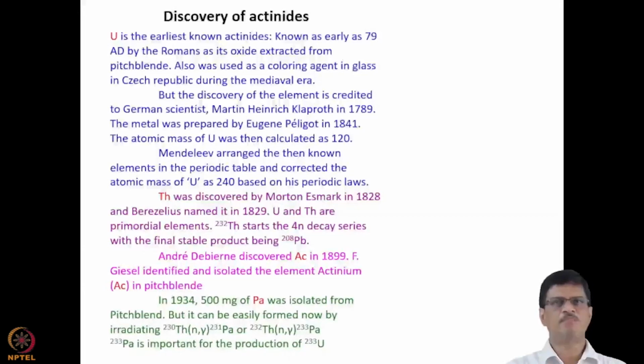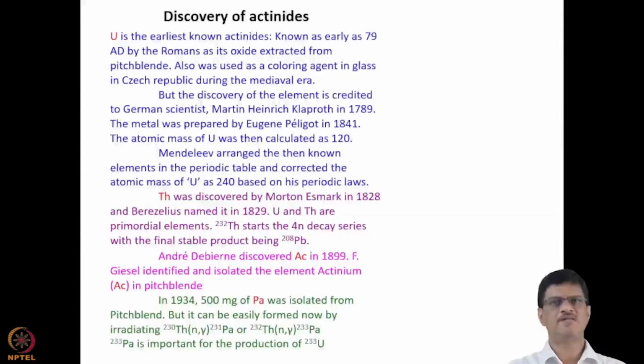Uranium metal was prepared by Péligot in 1841, and the atomic mass of uranium was then calculated as 120. Mendeleev arranged the then known elements in the periodic table and corrected the atomic mass of uranium to 240 based on his periodic law. Coming to thorium, it was discovered by Morten Esmark in 1828 and Berzelius named it in 1829. Uranium and thorium are primordial elements, and thorium-232 starts the 4n decay series as mentioned, with the final stable product being lead-208.